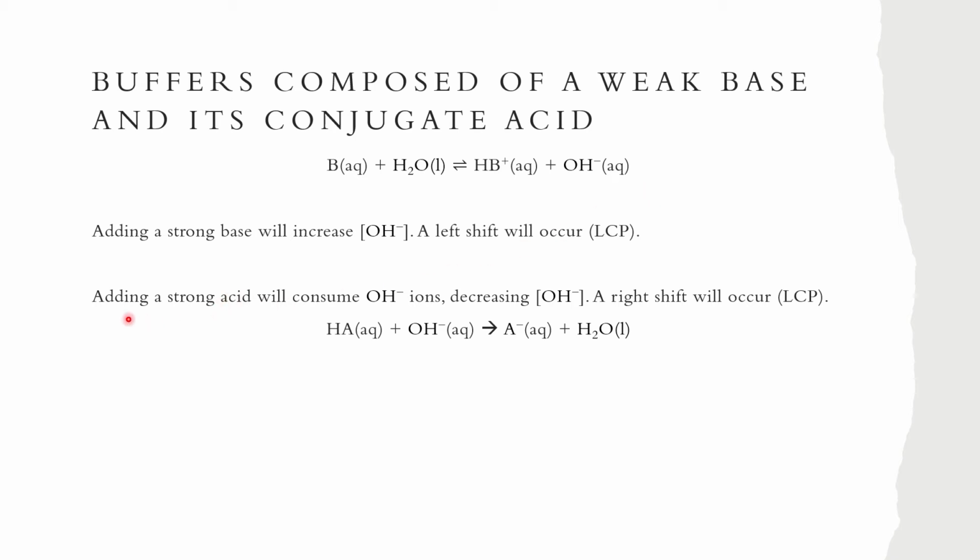If we add a strong acid, what's going to happen is that HA, the acid, is going to donate onto some of the hydroxide that's present in the buffer, forming an anion and water. That's going to decrease the hydroxide concentration. There's going to be a shift to the right to bring that hydroxide ion concentration back up and again maintain the pH at a roughly stable level.